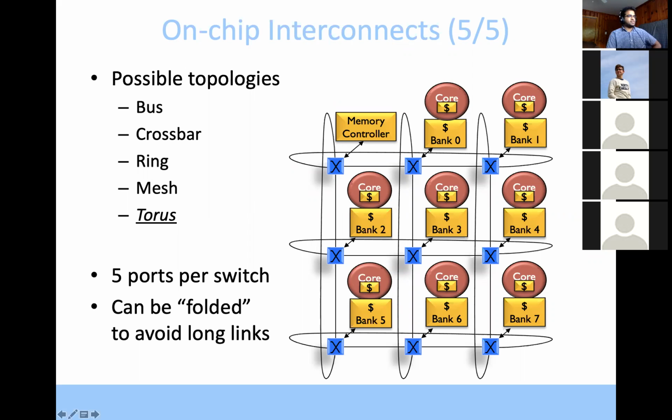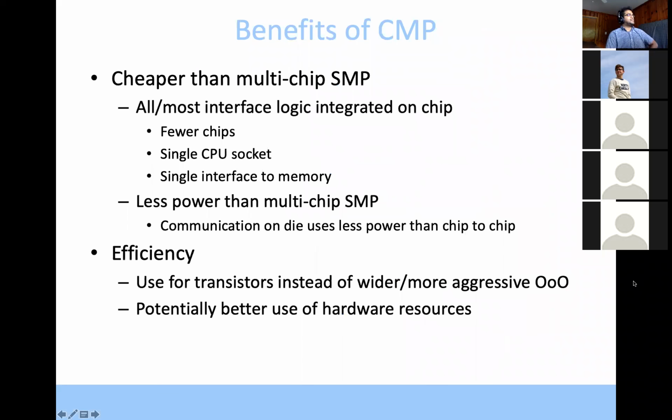Okay, moving on. So we've looked at SMP, symmetric multiprocessors, where you have multiple chips that sit on the same motherboard. And then we've looked at chip multiprocessors, and how you interconnect them. So why have we gone in this direction of chip multiprocessors over SMP? It's kind of a false question, but let's deal with it for now.